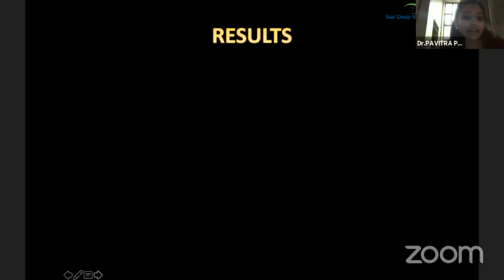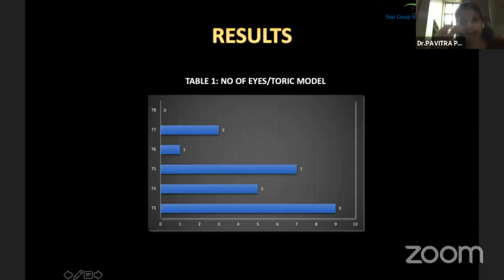So what were our results? This graph represents the number of eyes per toric model. Out of 25 eyes, 9 eyes had T3 toricity, 5 eyes had T4, 7 had T5, 1 eye had T6, and 3 eyes had T7 toricity.